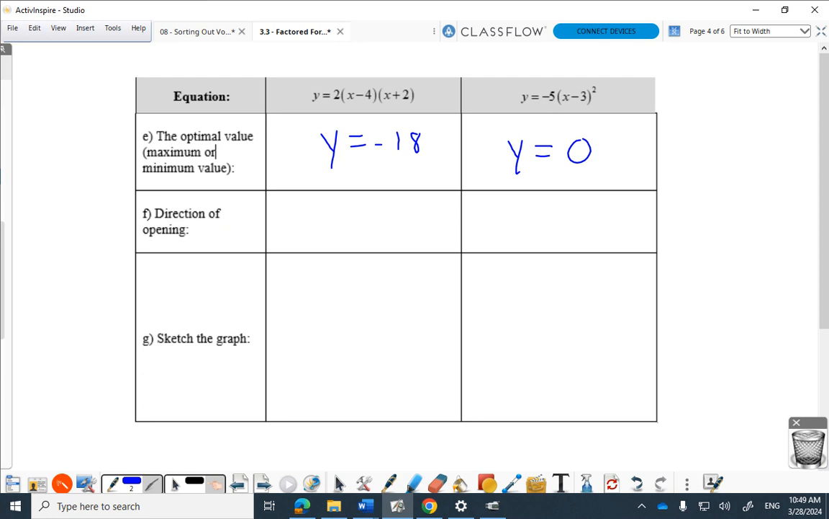Direction of opening. A equals 2, up. A equals negative 5, down. Also big news: the a value survived. Whatever the a value was, whatever that leading coefficient was, that number is the same number out here, and it will decide direction of opening. That's good news. Sketch the graph. I already did that, didn't I? But I'll do it again.